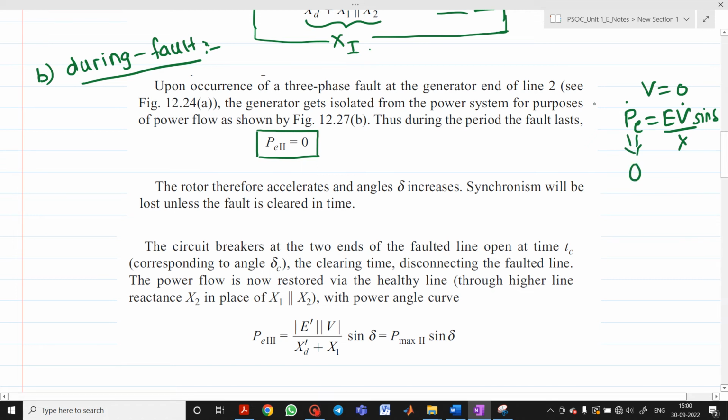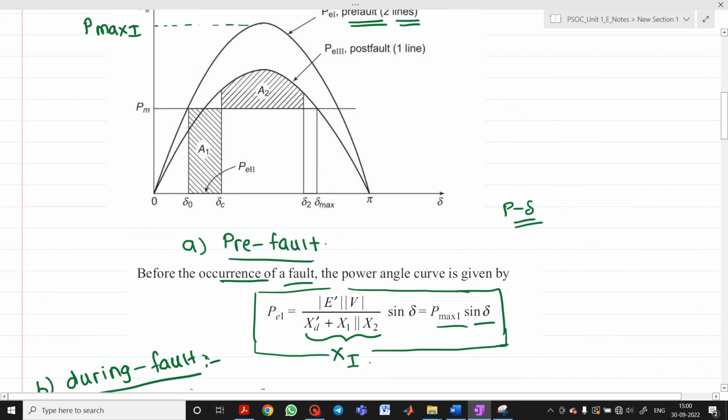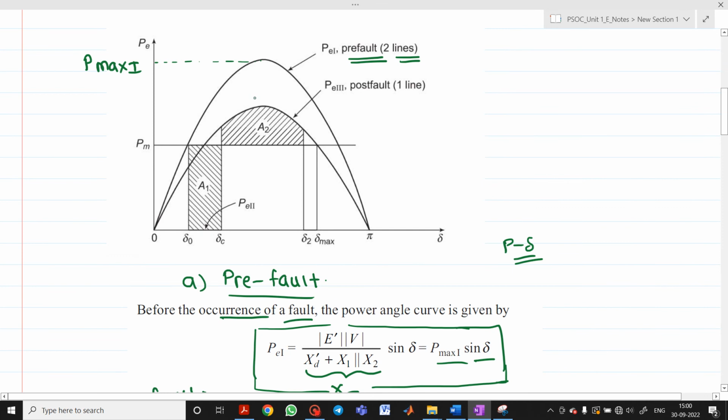As PE is 0, I can write it as PE2. PA will be equal to PM minus PE2. Now this term is 0, meaning the acceleration will be more positive, and the rotor will accelerate, delta will start increasing, and synchronism will be lost unless the fault is cleared in time.